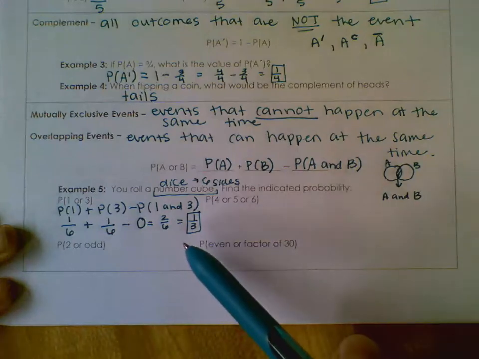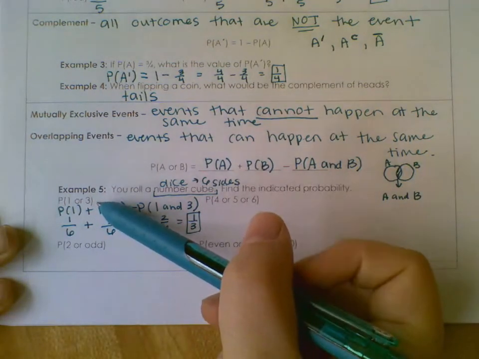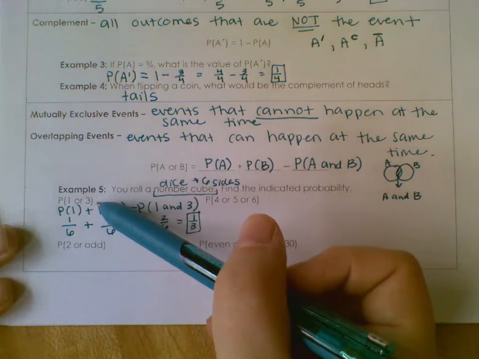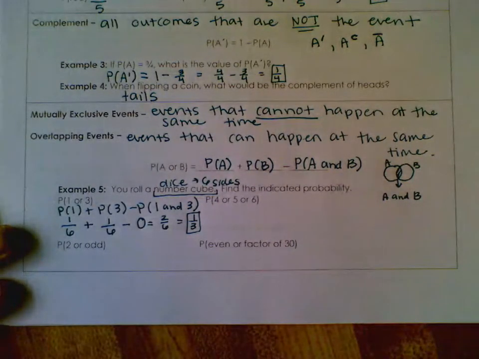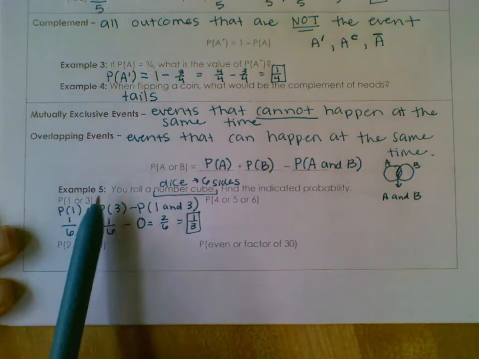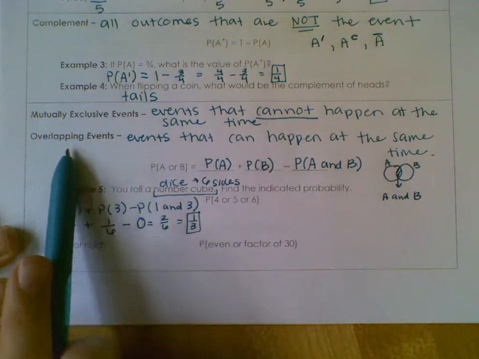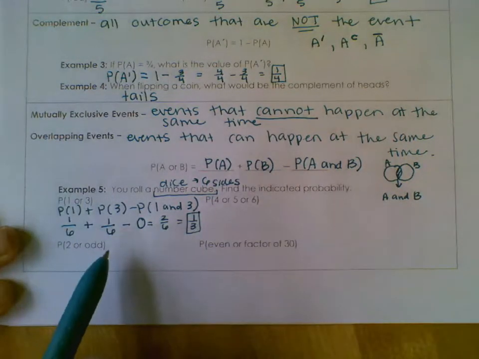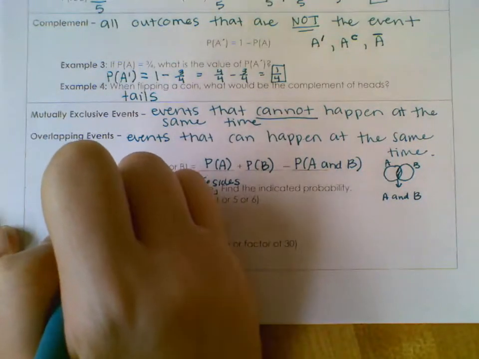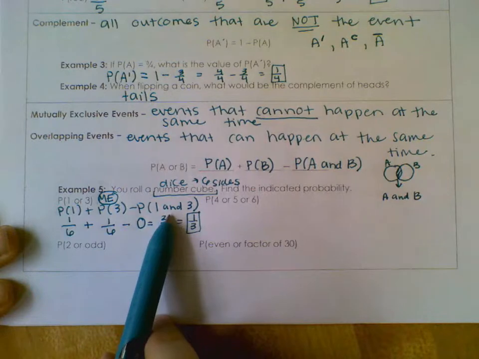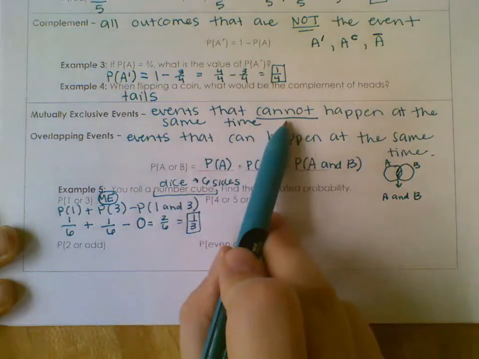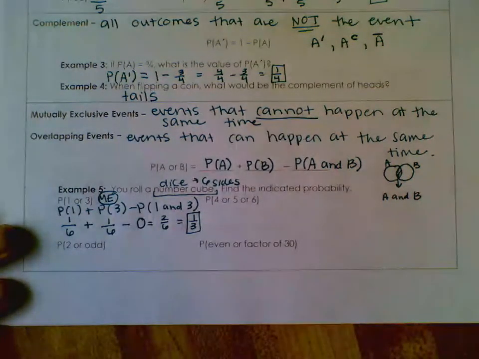Okay, so before we move on, is the event of rolling a 1 and the event of rolling a 3, are they mutually exclusive events or are they overlapping events? So think about that for a second and answer that question for me. The answer here is that they are mutually exclusive because they can never ever happen at the same time. The probability of 1 and 3 happening at the same time is 0, which means that they cannot happen at the same time, so these are mutually exclusive events.